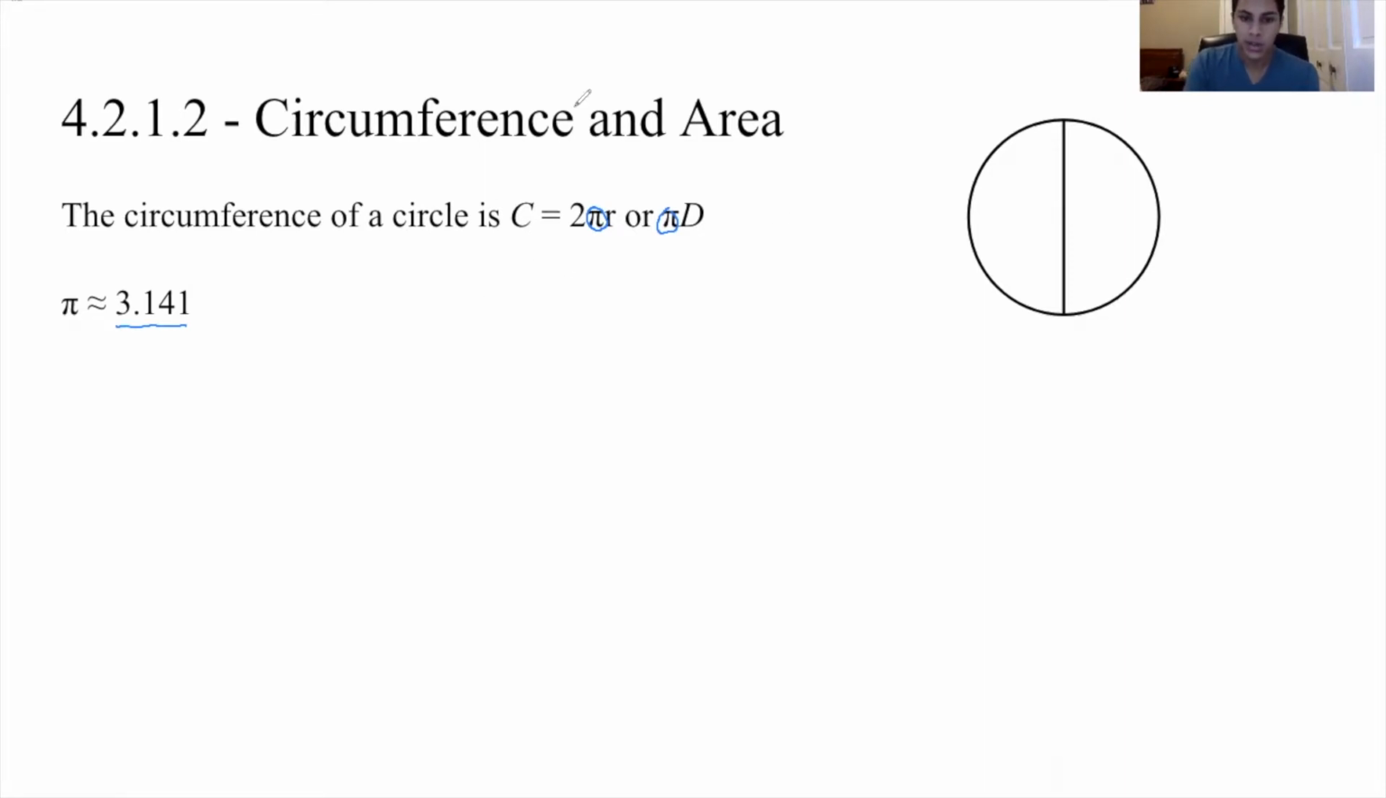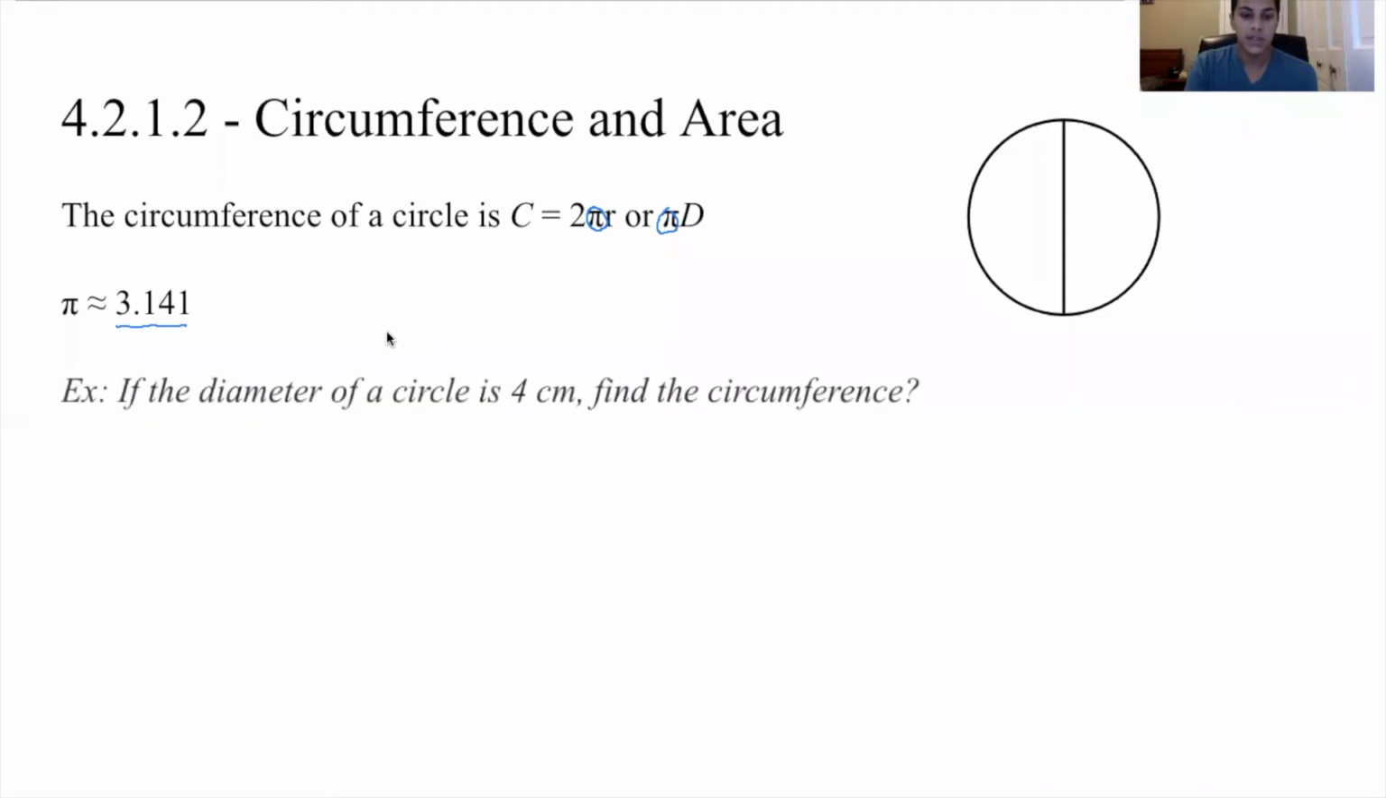So say we're going to do a practice question where we find the circumference of a circle with a diameter of 4 centimeters. The question says, if the diameter of a circle is 4 centimeters, find the circumference. I'm actually going to label that here. Remember, diameter is the distance across going through the center. So this is the diameter, and this is 4 centimeters.